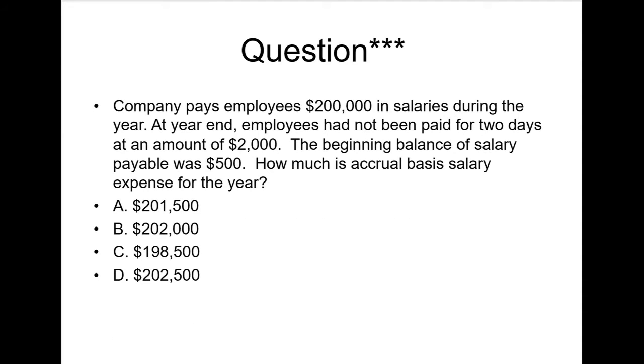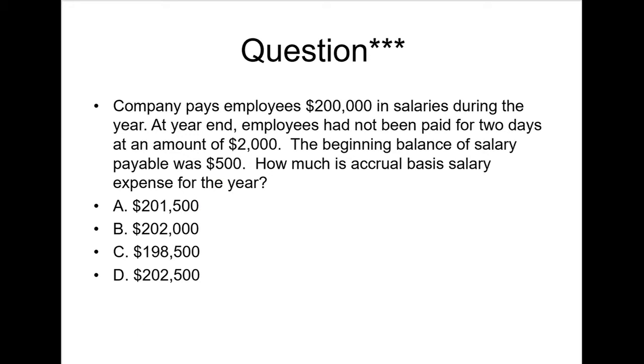Here's a little like what you'd see on the exam. Company pays employees $200,000 in salaries during the year, so that's the cash basis salary expense. Then they're going to say at year end employees had not been paid for 2 days at an amount of $2,000. So that means you incurred another $2,000 at year end on top of what was already paid. So you're up to $202,000 for accrual basis expense. But the beginning balance of salary payable was $500. So salary payable began the year with a $500 balance in it. Well, that $500 was actually incurred last year and was only paid this year. So you're going to subtract the $500.